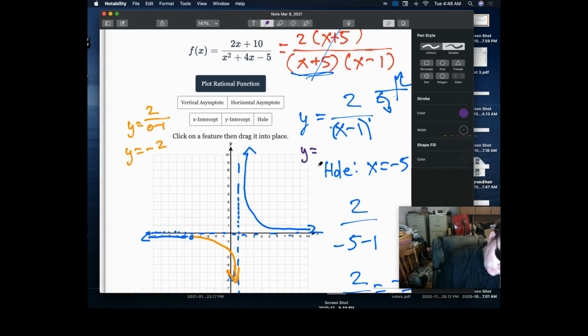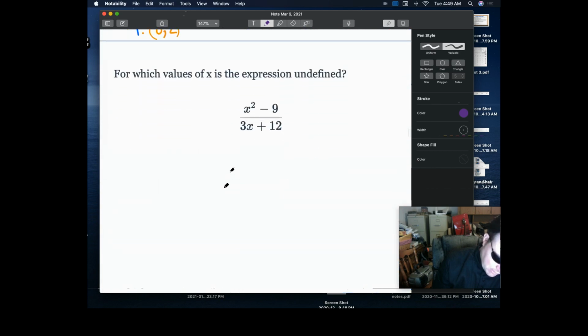This is y equals 2 times 1 over x minus 1. So why am I showing you that? This is a vertical stretch by 2, right? So this means that the function has been stretched by 2. And this x minus 1 means you shift to the right 1. So you shifted it to the right 1, you stretched it by 2. That's what this is saying. Okay. All right. Let's keep going.